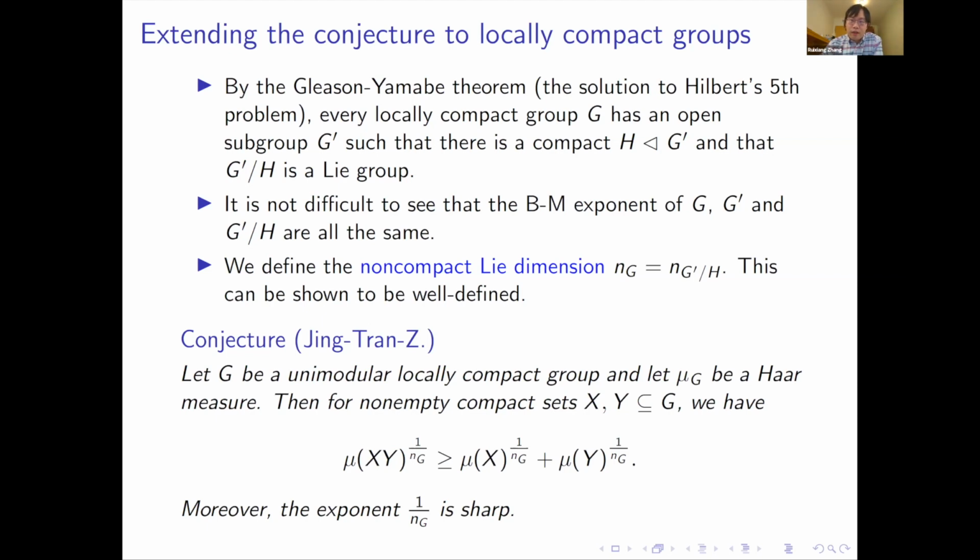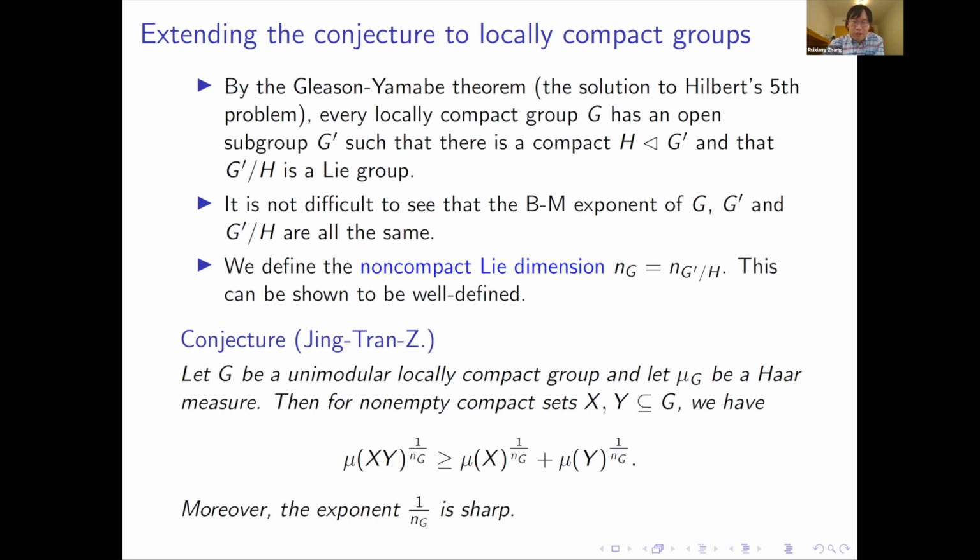And also that exponent for G prime and G prime quotient by H is going to be the same, because H is going to be compact. So quotient by a compact normal subgroup wouldn't hurt in this question. And that's the intuition. So based on this, in our paper, we define something inspired by the previous Lie group case. We define the non-compact Lie dimension N of G to be the non-compact dimension of G prime quotient by H. So G prime quotient by H is a Lie group. And we define N of G in this way for general G.